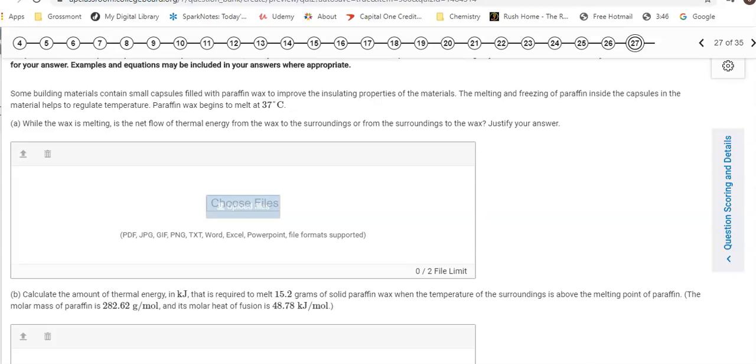While the wax is melting, is the net flow of thermal energy from the wax to the surroundings or from the surroundings to the wax? Well, if something is melting, that means the molecules are breaking apart. It takes energy to break molecules apart. That means the energy has to be going into the paraffin wax. Just like when ice melts, the energy has to be going into the ice to break apart the water molecules so that they separate. Okay, so that's the answer to that.